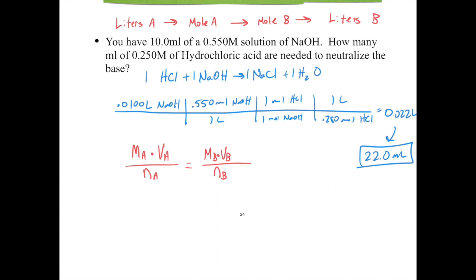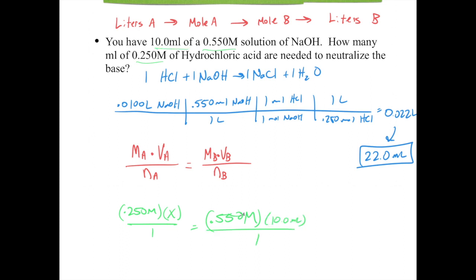And so here's how I do this. I take the molarity of the acid, which is 0.250 molar, times the volume of the acid, which is my unknown, over 1 because the stoichiometric coefficient for the acid is 1. Next, I want to take the molarity of the base, which is 0.550 molar, and 10 milliliters of base.